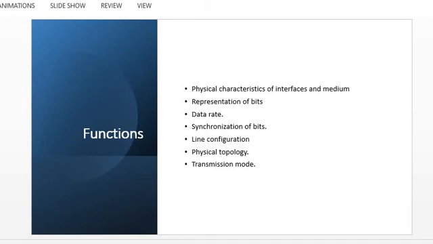And it also manages the data transmission rate. How many bits are going to be sent per second over a communication medium. So this data transmission rate determines what? The time a signal takes to travel over a communication medium.